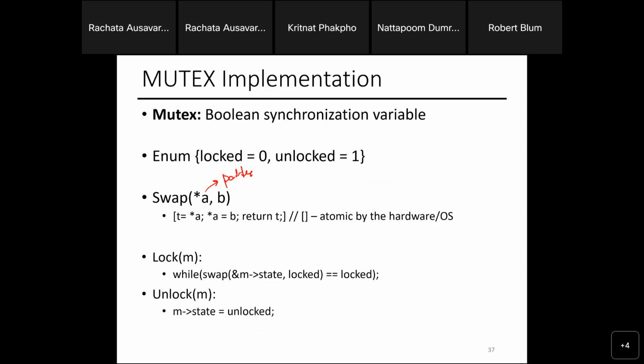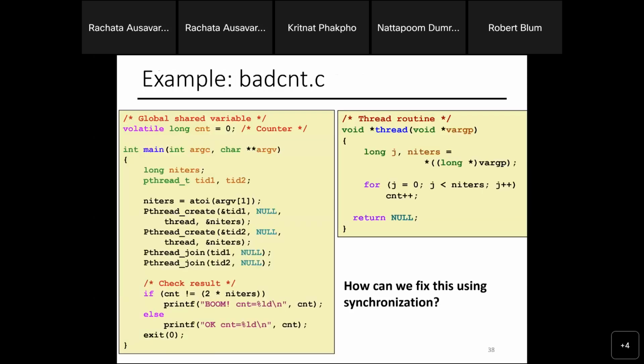Now, we'll talk about how we use it in a bit. So here, if we have a mutex, how will we fix this? Question: can I lock right before count++, then unlock afterwards?